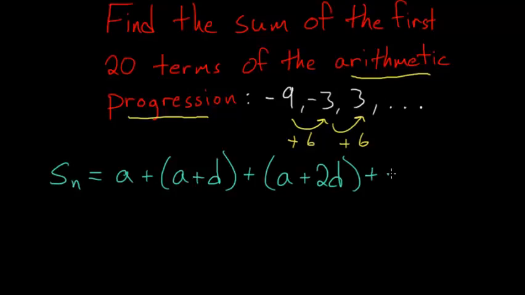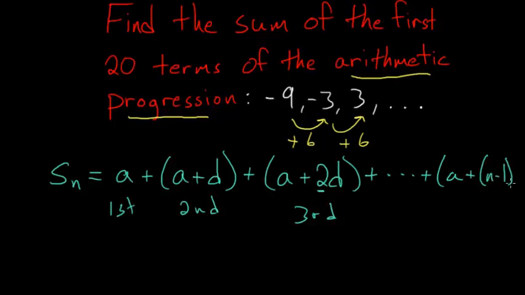And then we're going to keep adding all the way till we get to the nth term in our sequence. If this is the first term, this is the second, this is the third, notice that the term number we're on is always one more than what's multiplied by D. So this would just be A, our first number, plus n minus 1 times D. And there's a nice trick we can use to be able to add this entire sum.